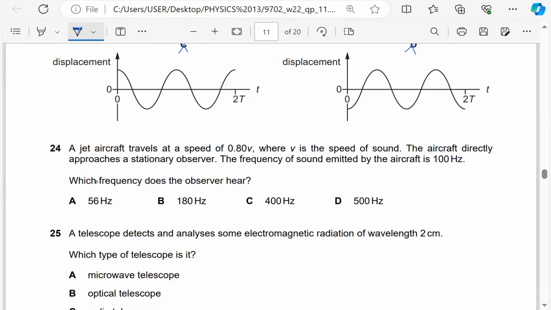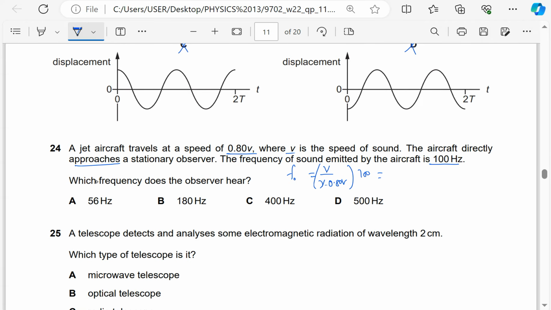A jet aircraft travels at the speed of 0.80 V, where V is the speed of sound. The aircraft directly approaches a stationary observer. The frequency of sound emitted by the aircraft is 100 Hz. Which frequency does the observer hear? So it is approaching. Of course we know that the observed frequency f0 is equal to V over, because it's approaching, we subtract, so it is V minus 0.80V. Then we multiply this by the natural frequency, which is 100.